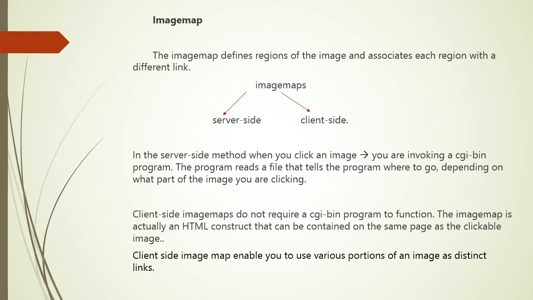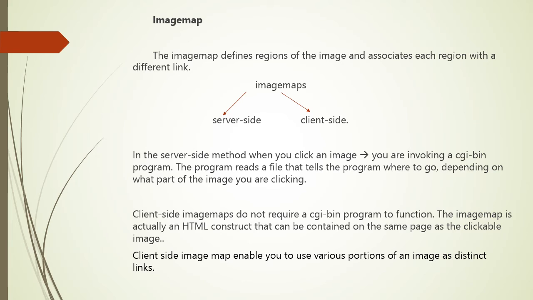In the server-side method, when you click an image leading to multiple links, you are actually invoking a CGI-bin program. The program typically reads a separate map file that tells the program where to go, depending on what part of the image you are clicking. The program returns the destination to the browser, which then opens the page. The image map is called server side because the web browser must contact the remote host to find which site to contact.